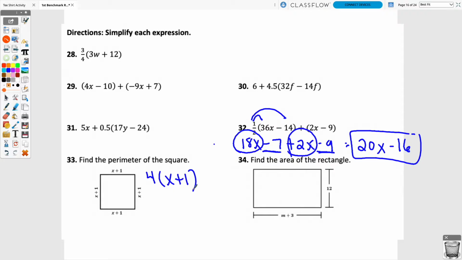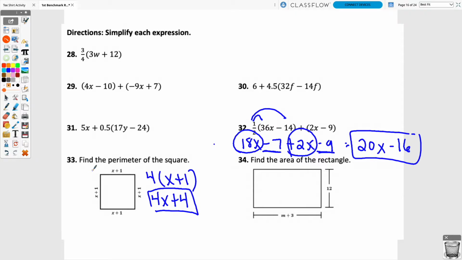And then we can use our distributive property to simplify. So 4 times x would give me 4x. 4 times 1 is 4. So 4x plus 4 should have been our final expression. And you might have done that a different way. You might have just added all your x's together and gotten 4x, and then added all your 1's together and gotten 4. That would work also.